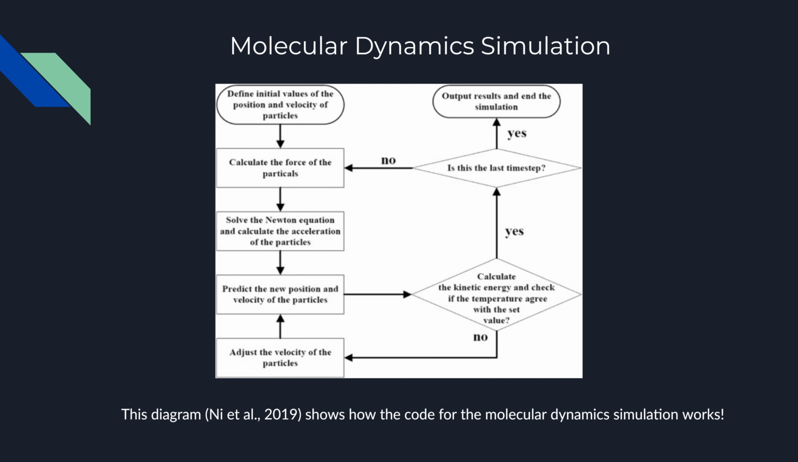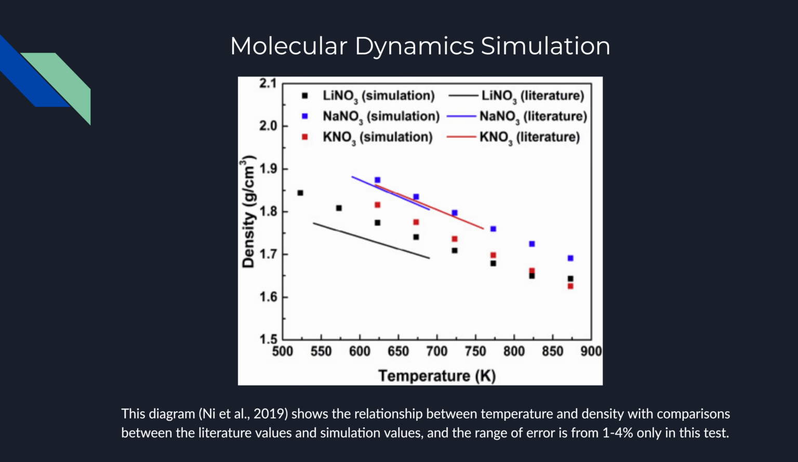And this is how it works. It defines initial values of the position and velocity of the particles, calculates the force on the particles, solves Newton's equation, and calculates the acceleration of the particles, predicts the new position and velocity of the particles, and then calculates the kinetic energy and checks if the temperature agrees with the set value. If it doesn't, it adjusts the velocity of the particles. If it does, it checks if it's the last time step. If it isn't, it goes through the whole process again. If it is, it outputs results and ends the simulation. That's exactly how it works.